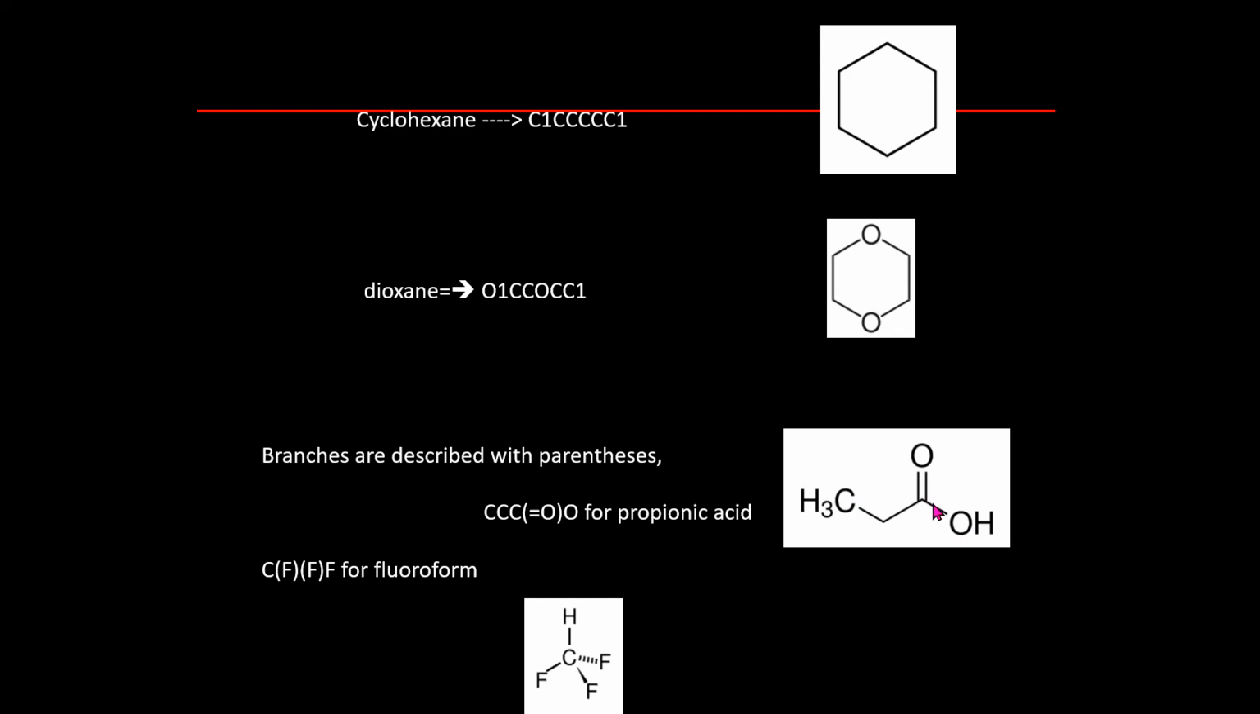So this backbone is done. And then from this C, there is a double bond O. So you just write a bracket, double bond O. So that's propionic acid.